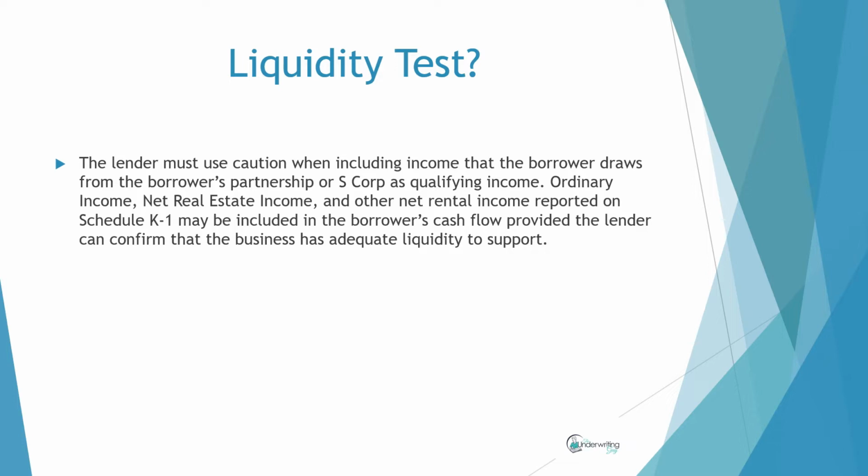The lender must use caution when including income that the borrower draws from the borrower's partnership or S corp as qualifying income. Ordinary income, net real estate income, and other net rental income reported on K1 may be included in the borrower's cash flow provided the lender can confirm that the business has adequate liquidity to support.